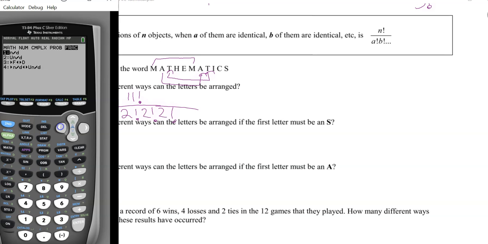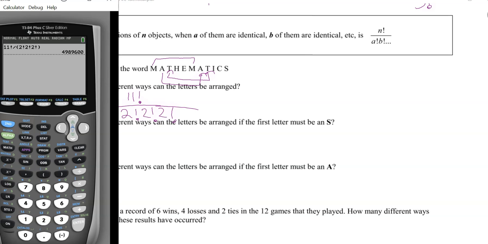2, math, over to probability, 4. And I could just put this one right beside it. So 2, math, over to probability, 4. And then 2, math. So it'll just multiply them together. It knows what to do with that.